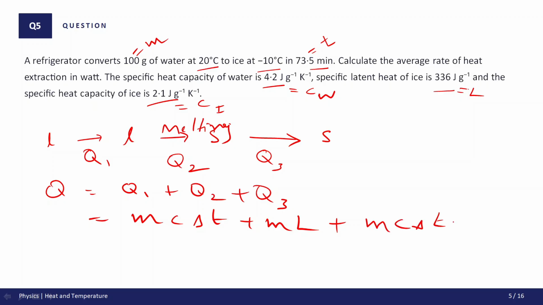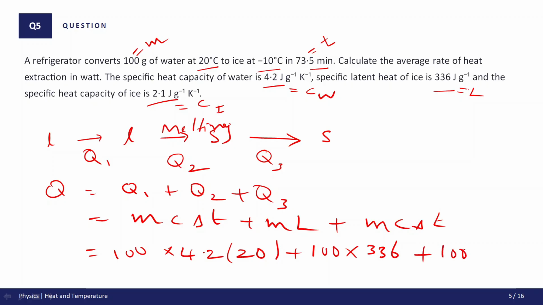Okay, what are the given values? You can take directly into the equation except time. The remaining all are in CGS system. I will write it here. Mass 100. Specific heat of water is 4.2. Temperature changes from 20 to 0. So the change in temperature 20. 100 for mass. Latent heat 336 plus mass of water, I mean ice is 100. Specific heat is 2.1. Change of temperature 10.